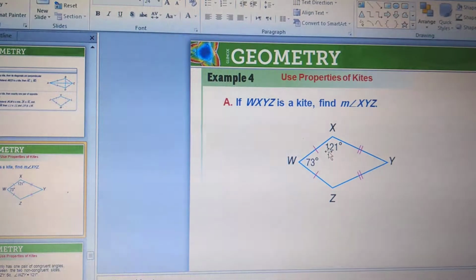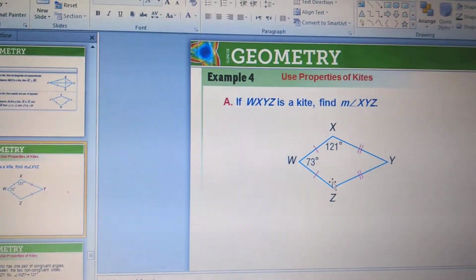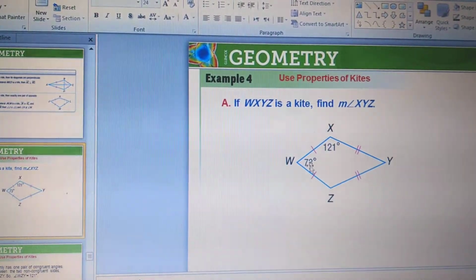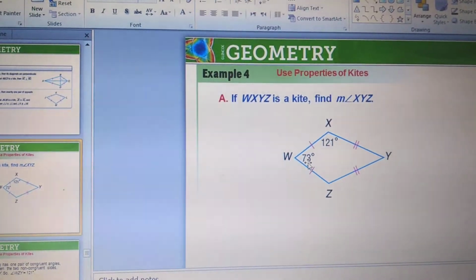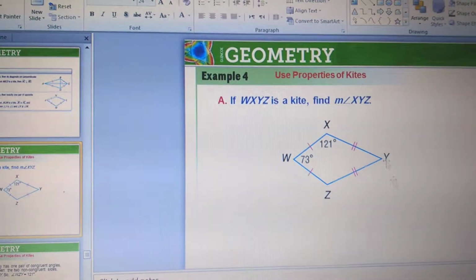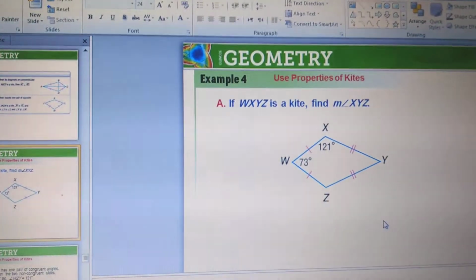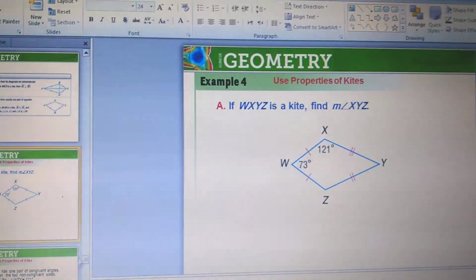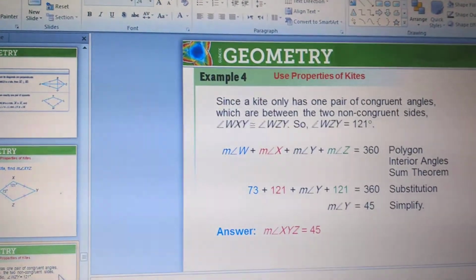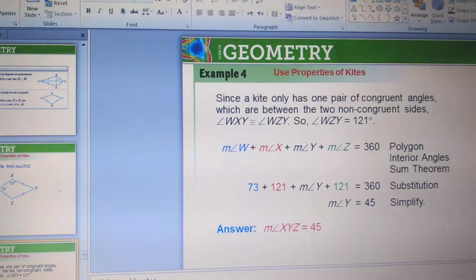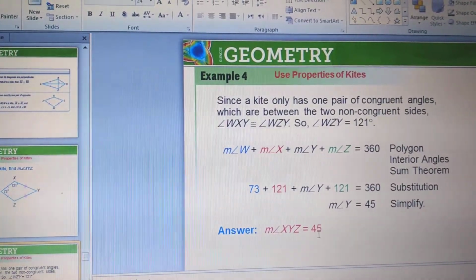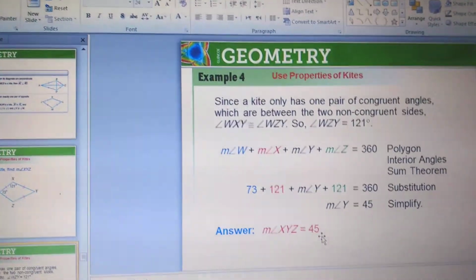This means what I am going to do, I add 121 plus 121 plus 73, then I subtract them from 360. Why from 360? Because in a quadrilateral, the sum of interior angles is 360. We get the measurement of angle XYZ, 45 degrees.